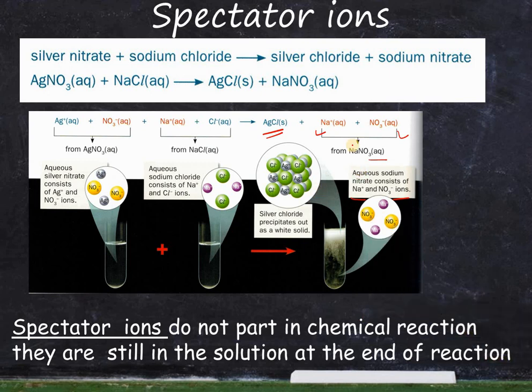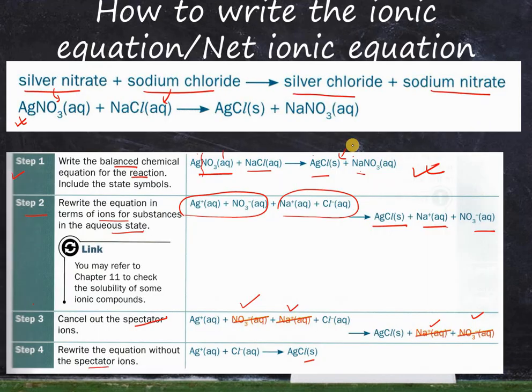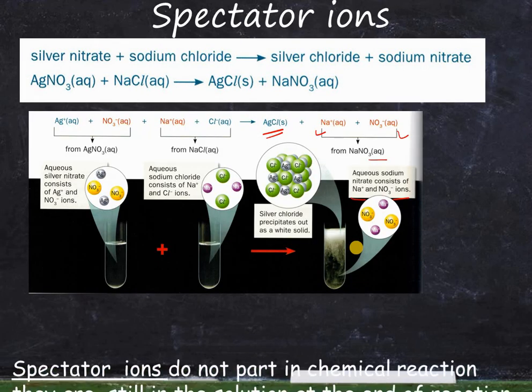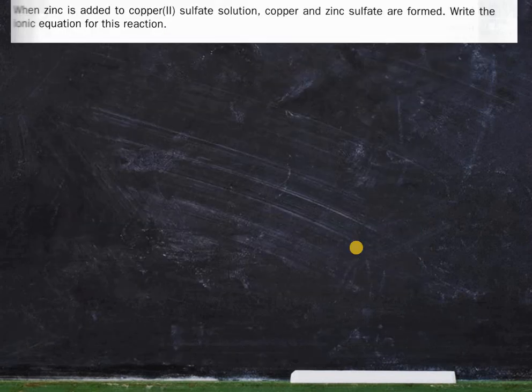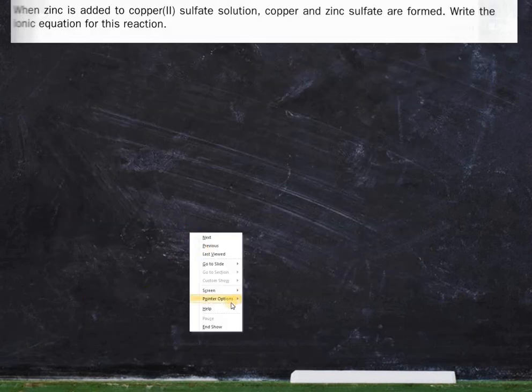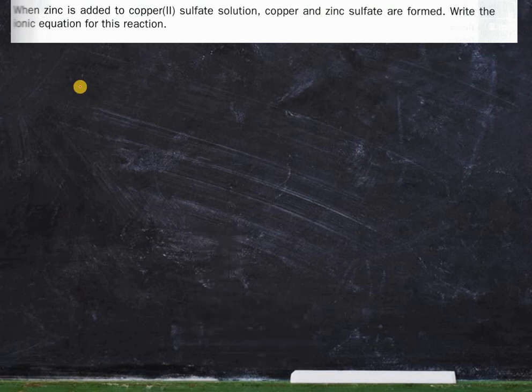Clear? So in the previous equation, as we can go back and check, the nitrate ion and sodium ion are called spectator ions, because you will find the same thing even at the end of the reaction. Now let's see a couple of examples of the ionic equation, how to write it down. So this is the question given to you: when zinc is added to copper sulfate solution, copper and zinc sulfate are formed. Write the ionic equation for this reaction.